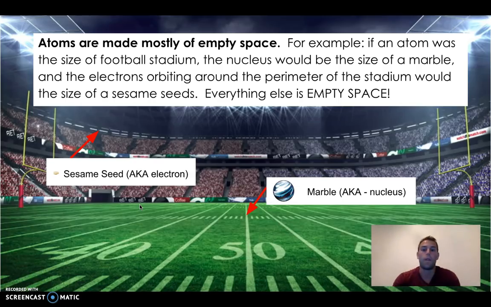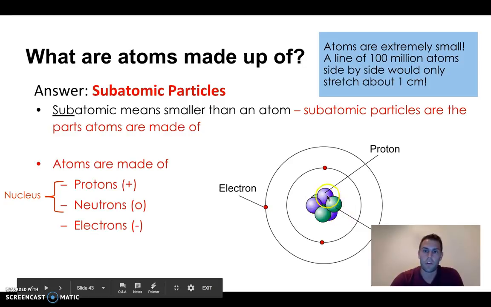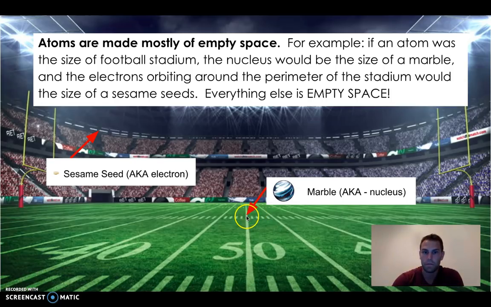All right. So don't worry about writing this in your notes, but I think this is incredibly fascinating and just something I like to add into the slides. Atoms are mostly empty space. For example, if an atom was the size of a football stadium, not just the field, the nucleus of that atom would be the size of a marble. So imagine a marble placed on the 50-yard line right here. Imagine all those protons and neutrons together making that marble, okay?